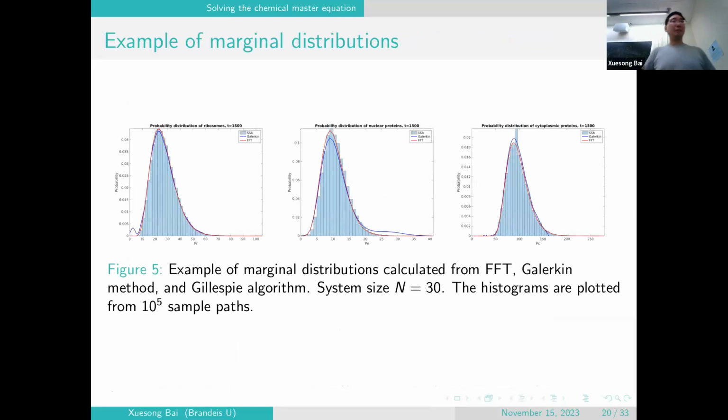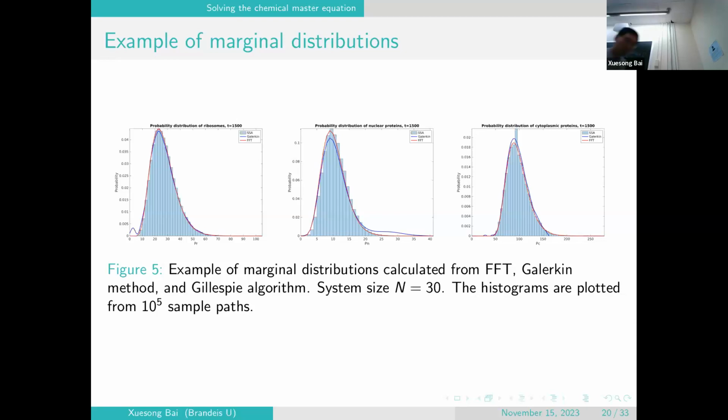So we'll see in this picture. Since the joint distribution is 3D, I couldn't show that in a picture, and I could only show these marginal distributions. So here we can see, first of all, these histograms calculated from the Gillespie algorithm, and these red curves are the results from the FFT. The blue curves are from the Galerkin method.